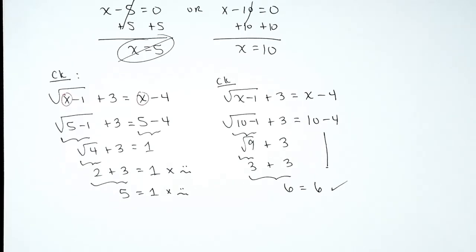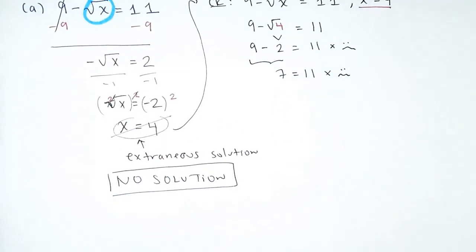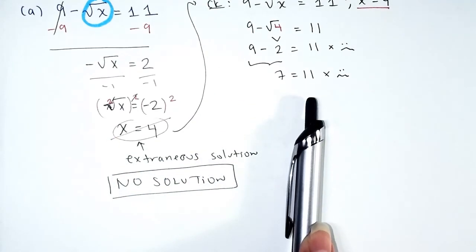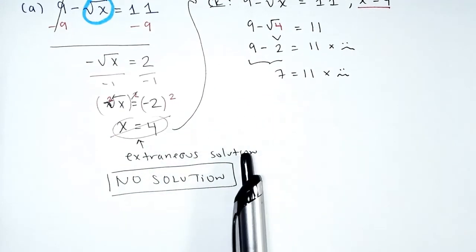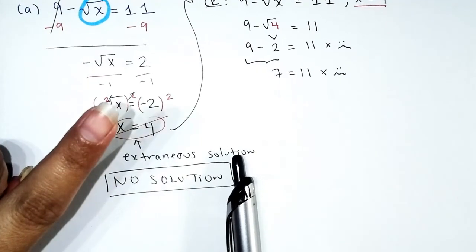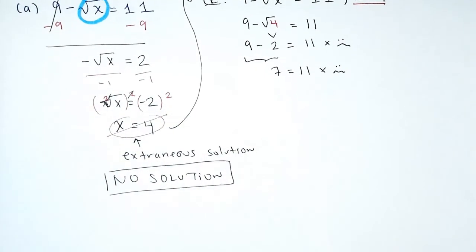Now, what is the difference between problem A and problem B? For problem A, we had one possible answer. It didn't check out. Again, we trust our algebra, so it's an extraneous solution. We have one possible answer that couldn't fly. Since we had nothing else to go by, there is no solution.